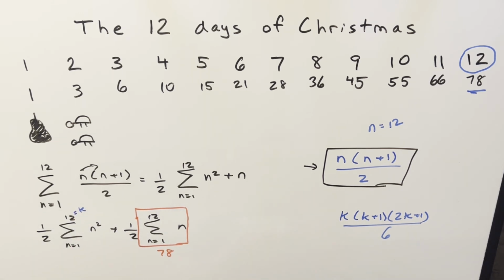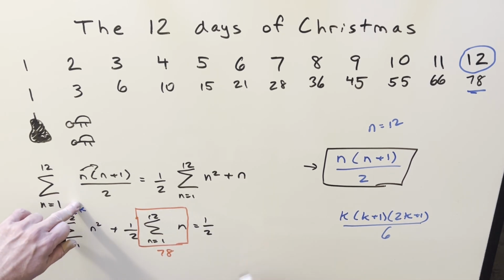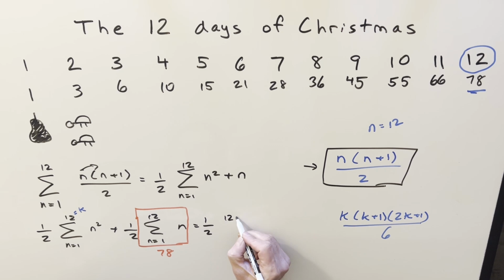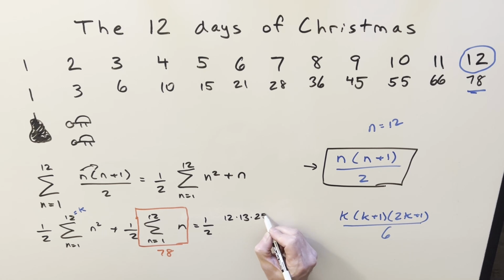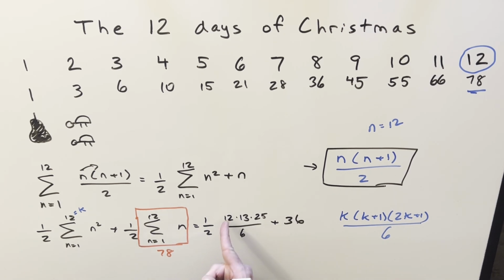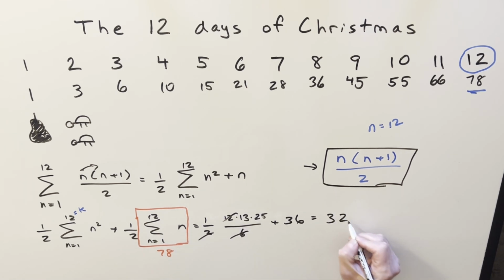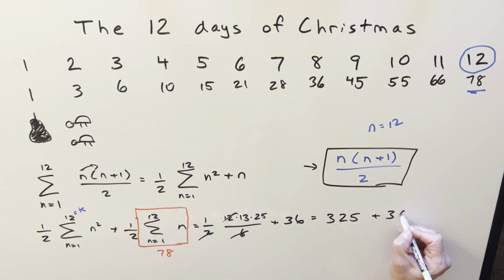So what we have is the 1/2 in front, k is 12 in here, so this is going to be 12 times 13. The 2k plus 1, you plug in 12, that's 25, over 6. This piece, 1/2 times 78, is going to be plus 36. But 6 times 2 is 12, divide into 12, that's just going to cancel and be a 1. Then 13 times 25, that's going to be 325 plus 36.